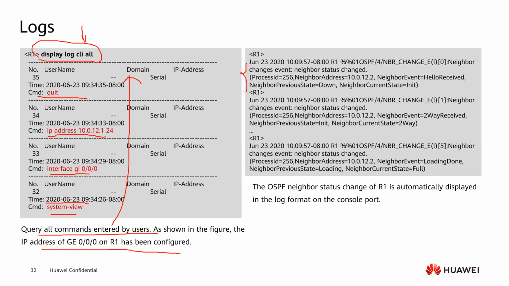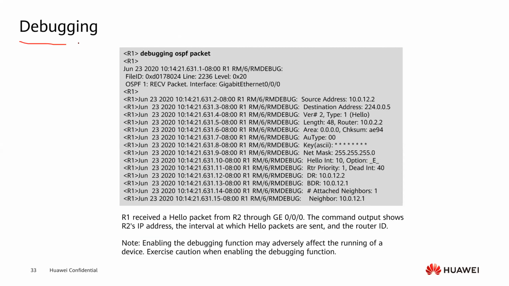And when we configure OSPF, it may inform you of the OSPF state: two-way, and so on, to the last one. So the OSPF state change is automatically displayed in log format on the console port. The last is debugging. We can run the command debugging ospf packet, and here is an example.